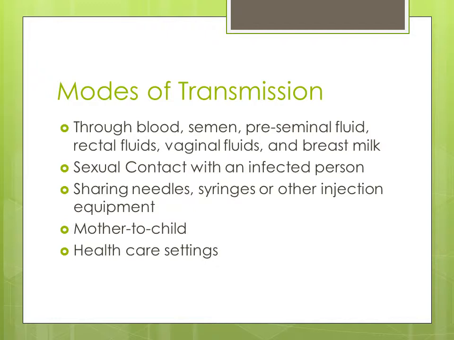HIV transmission. Only certain fluids, blood, semen, pre-seminal fluid, rectal fluids, vaginal fluids, and breast milk from an HIV-infected person can transmit HIV. These fluids must come in contact with a mucous membrane or damaged tissue, or be directly injected into the bloodstream from a needle or a syringe, for transmission to possibly occur. The mucous membranes can be found inside the rectum, the vagina, the opening of the penis, and the mouth.